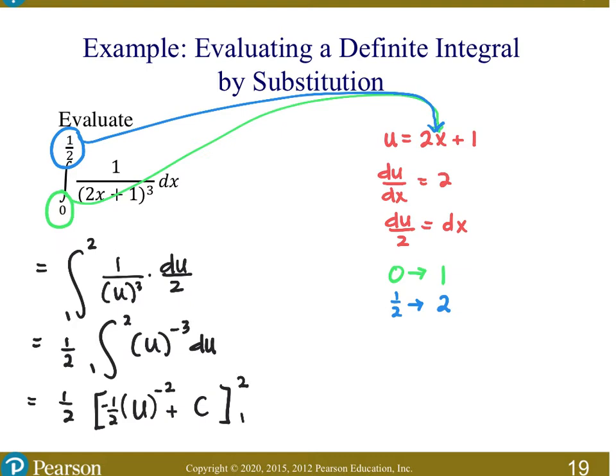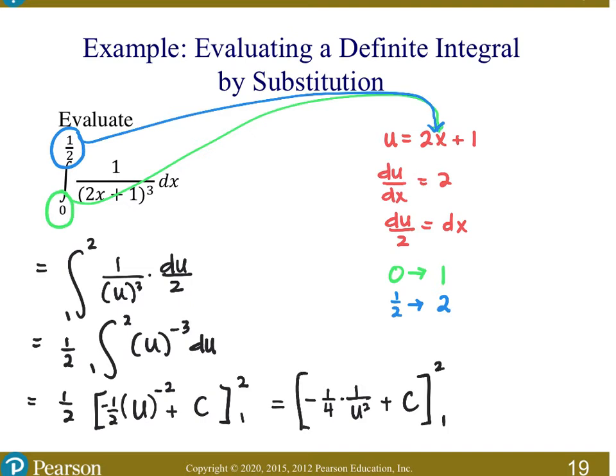Now, once we commit to using these new bounds, we never have to go back. We never have to go back to u in terms of x. We never have to go back to our bounds in terms of x. We can stay in these new values to get our final definite answer. So I've got negative 1/4 and then times 1 over u squared plus c going from 1 to 2.